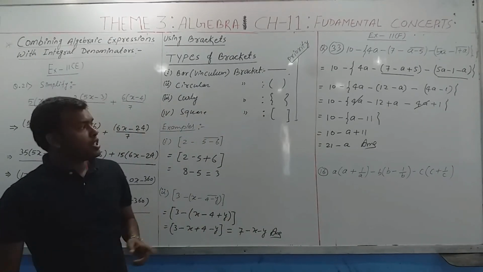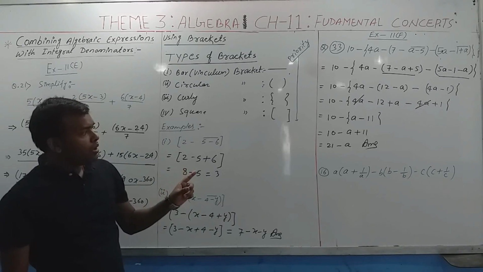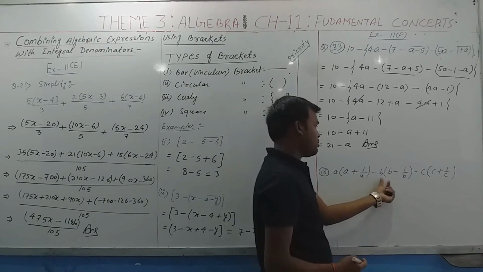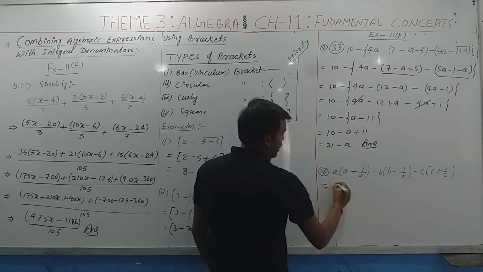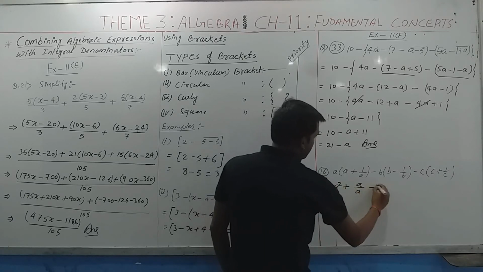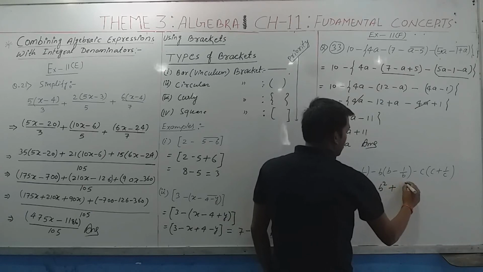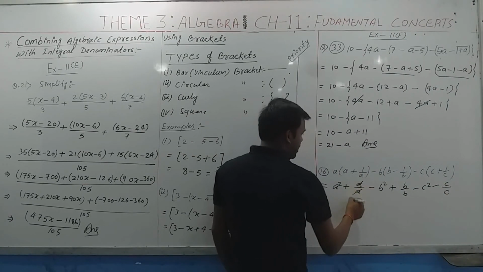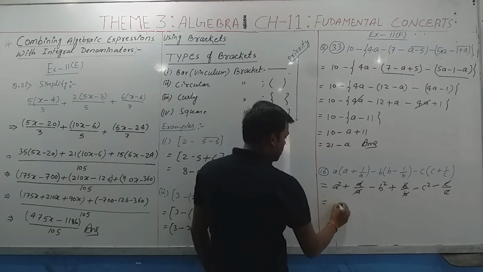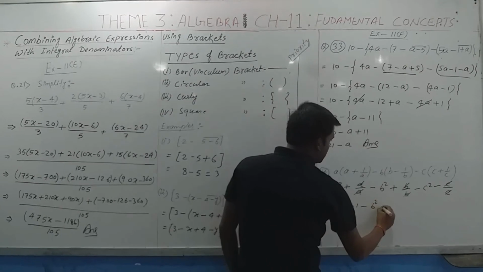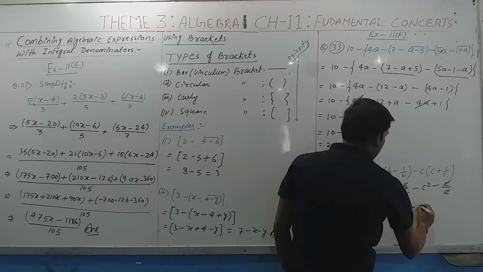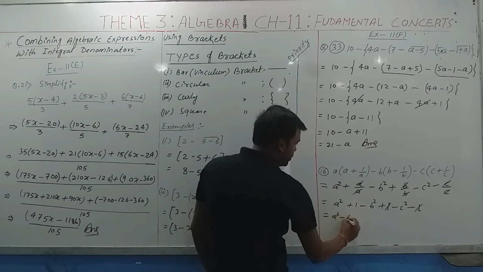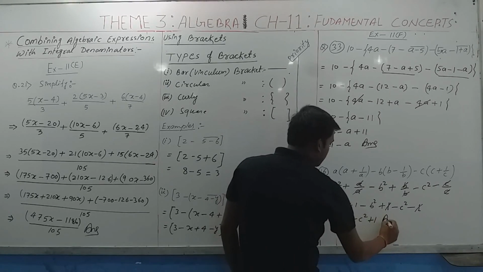Now let me solve one more problem, question number 16 from exercise 11F. First you multiply a to this bracket, minus b to this bracket, minus c to this bracket. That means a times a is a squared plus a by a, minus b into b is b squared minus b by b, and minus c squared minus c by c. Here a cancels, b cancels and c cancels. So the rest is a squared plus 1, minus b squared plus 1, minus c squared minus 1. The plus 1 and minus 1 cancel, and the rest is a squared minus b squared minus c squared plus 1. This is your answer.